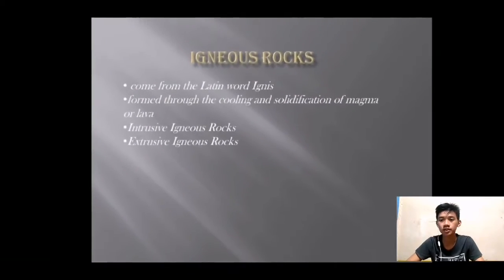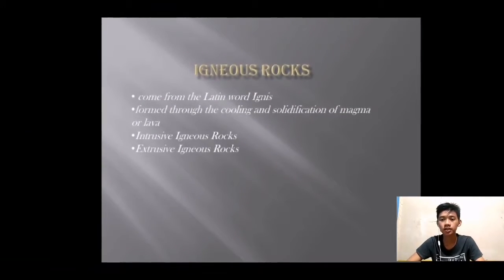Igneous rocks. Igneous is derived from the Latin word ignis, meaning fire. Igneous rocks are formed through the cooling of magma or lava, where this magma comes out from the volcano and is cooled down or hardened because of the cooler atmosphere on the surface. There are two types of igneous rocks. These are intrusive rocks and extrusive rocks.